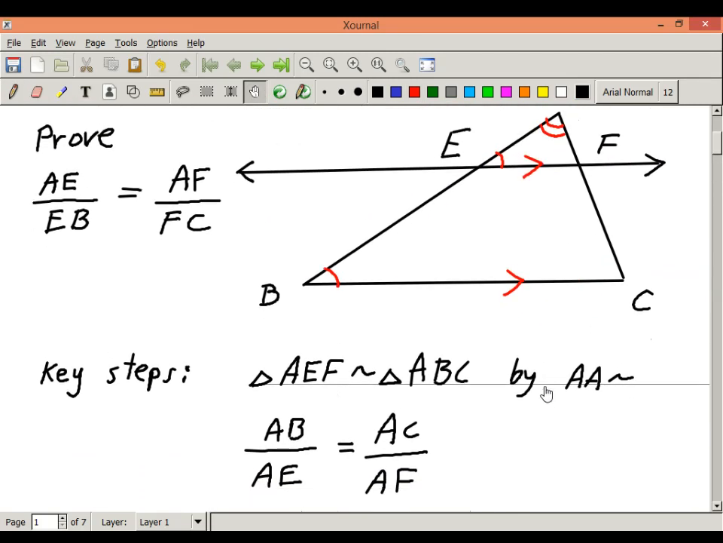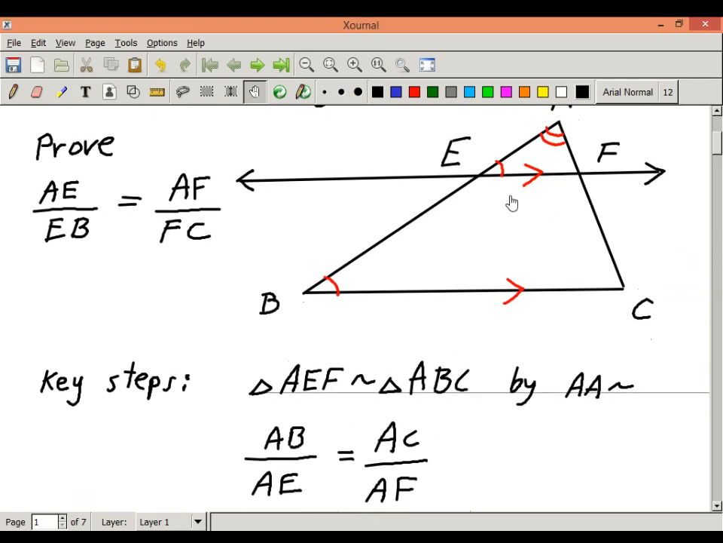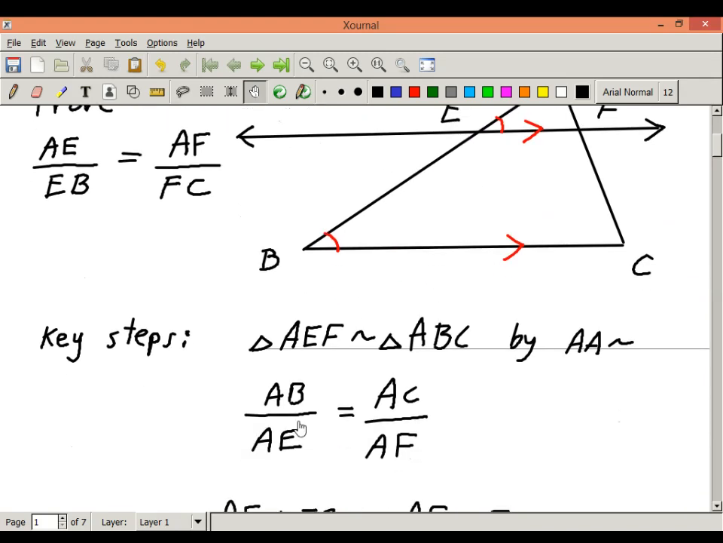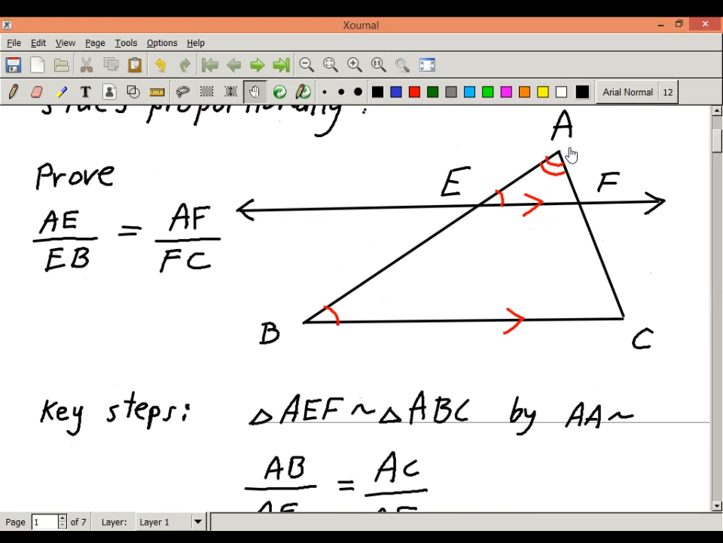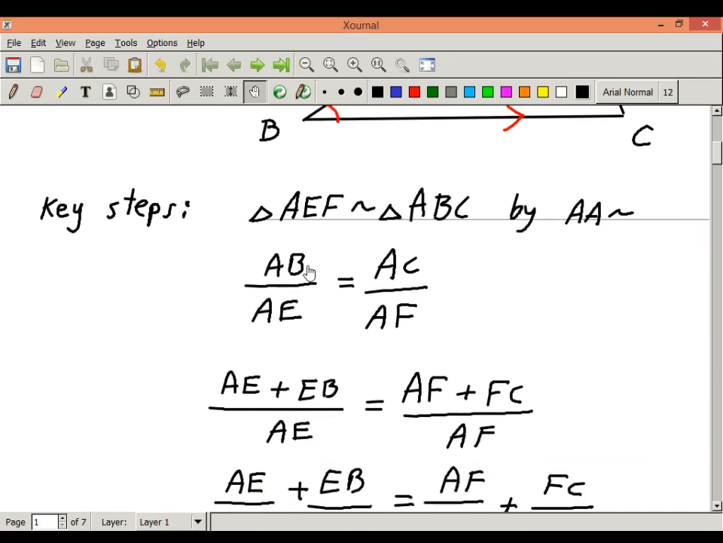Okay, so I'm going to start out by saying that segment AB, the left side of the big triangle, divided by AE, those are corresponding sides of the two triangles. That ratio would be equal to AC, the right side of the big triangle, divided by AF. Those are the right sides of similar triangles. So they're corresponding sides of similar triangles, so they're in the same ratio as the other pair. So we have this statement here: AB divided by AE equals AC divided by AF.